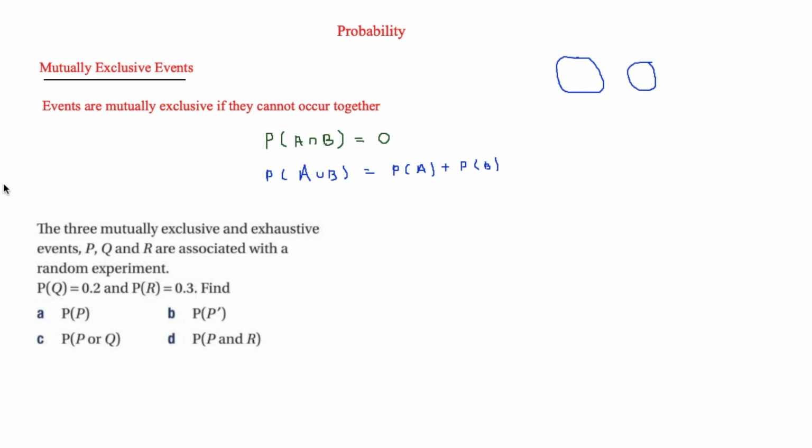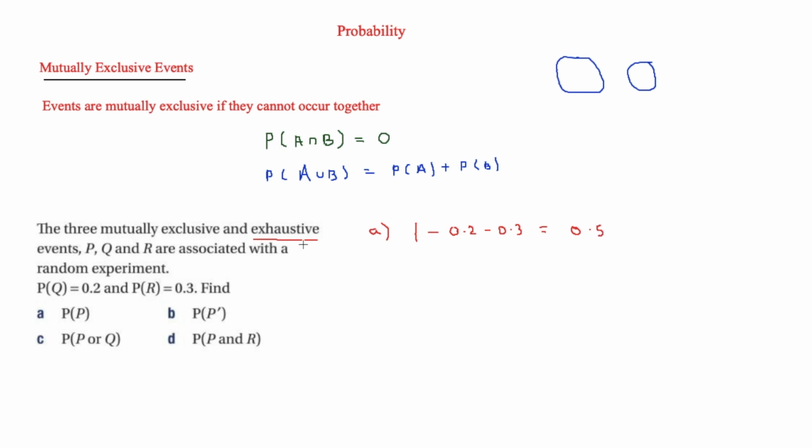So first of all, we need to find the probability of P. And here we will be using this idea that they are exhaustive to show that there are no other options apart from P, Q, and R. So therefore, everything is going to add up to 1. Then we're going to minus the probability of Q, minus the probability of R, and that will give us 0.5.